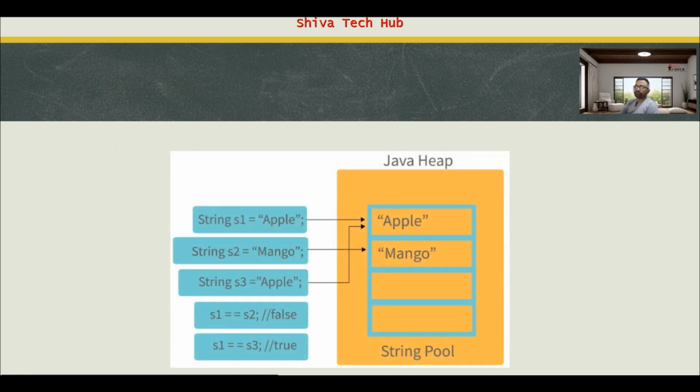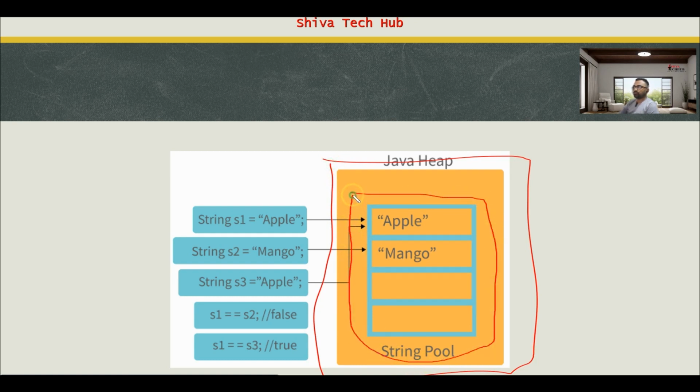Let us try to understand it with the help of a diagram. For example, here I have created three strings. One is apple, the second string is mango, and the third string again apple. Let us try to understand how it works. As I said, this is the Java heap. This part totally is the Java heap, and the part marked in blue is the string pool, right?